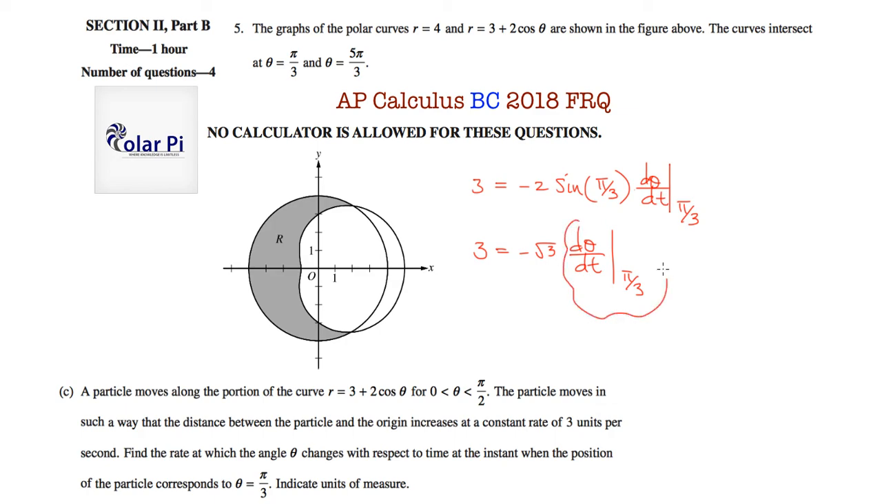And since what we're after is this, it's pretty obvious how we're going to get there. We're going to divide both sides of this equation by negative root 3. So we get 3 over negative root 3 is equal to d theta dt evaluated at pi over 3, which is what we were after.